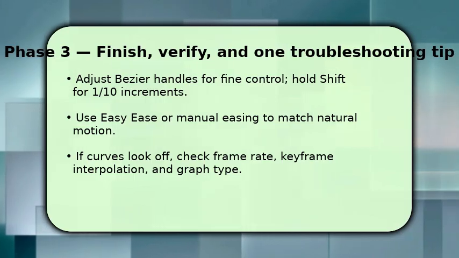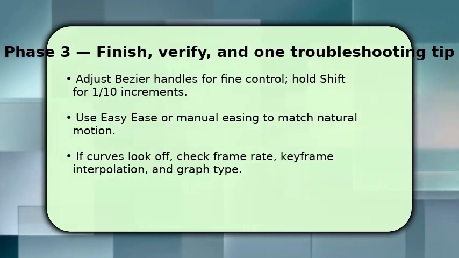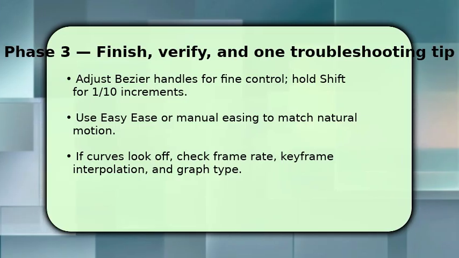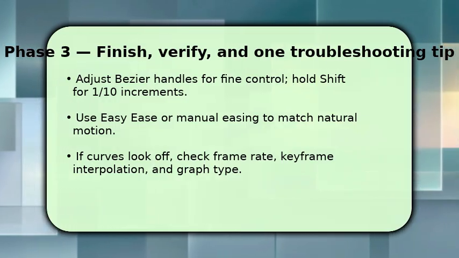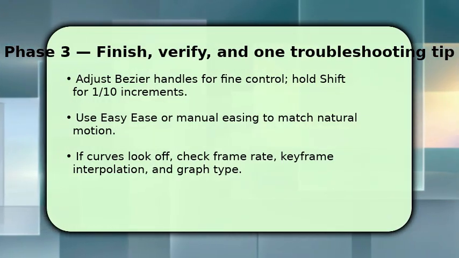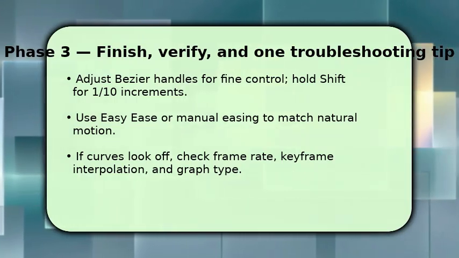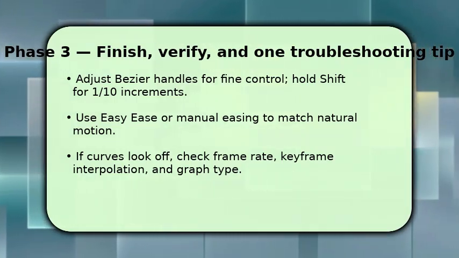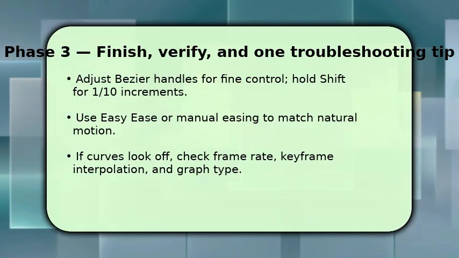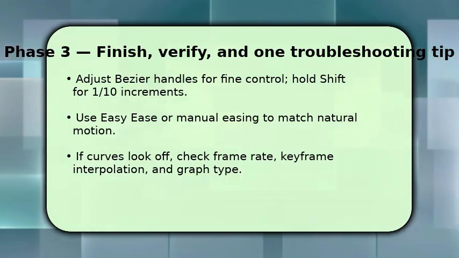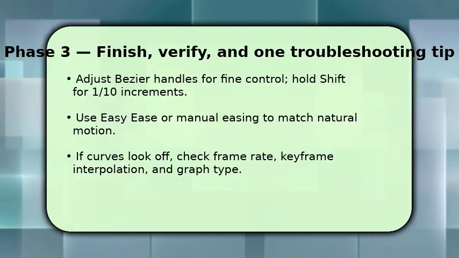Make sure to preview at full frame rate. Lower preview settings can mislead you about motion flow. If motion diverges, check the target layer's units, frame rate, and whether you paste it into the value versus speed graph. Mismatches cause visual shifts. One key troubleshooting tip: if curves behave oddly, toggle graph type and reapply conversion before manual edits.